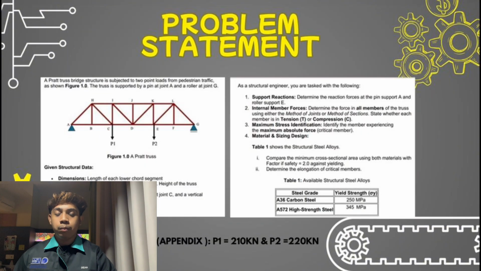So for the problem statement, this slide shows the given Pratt truss structure and the requirement of the assignment. The bridge is supported by a pin support at joint A and a roller support at joint G. The applied loads are P1 equal to 210 kilonewtons and P2 equal to 220 kilonewtons. Our tasks include calculating support reaction, determining internal member forces, identifying the critical member, and comparing the suitability of A36 carbon steel and A572 high strength steel for the design.